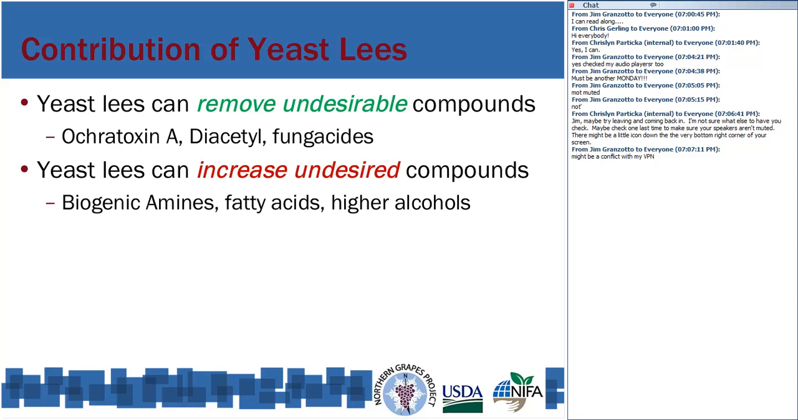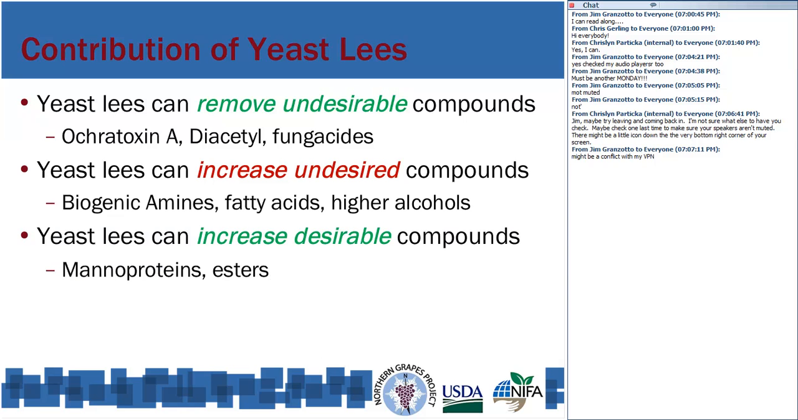They also can increase undesired compounds, so there's some good and bad for the yeast lees. Some of the undesired compounds are biogenic amines. You're probably all familiar with histamine, which is a biogenic amine, which causes heart palpitations in some people and an increase in blood pressure when they drink wine. But other biogenic amines are putrescine and cadaverine, which, if you can imagine, don't have very nice aromas, with names like that. Fatty acids can inhibit your malolactic fermentation. And then the higher alcohols we've already talked about. So those are your fusel alcohols that mostly have solvent aromas.